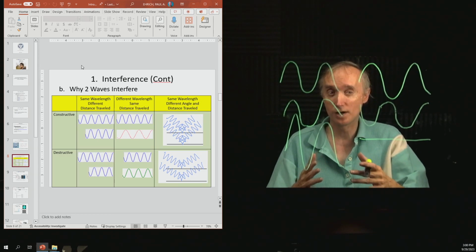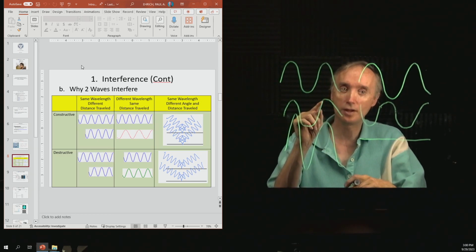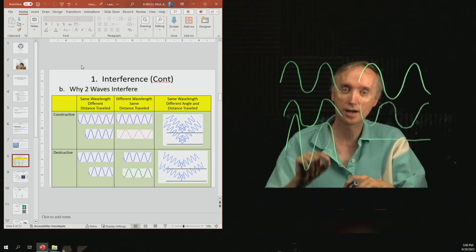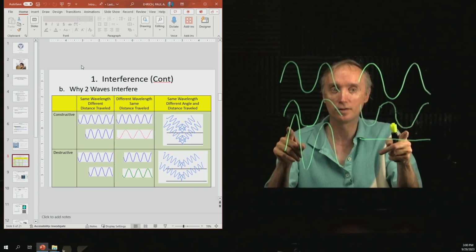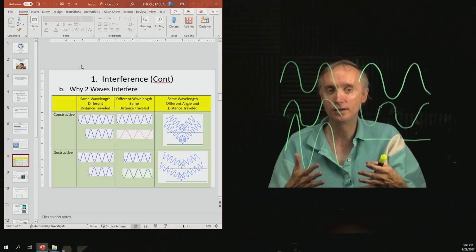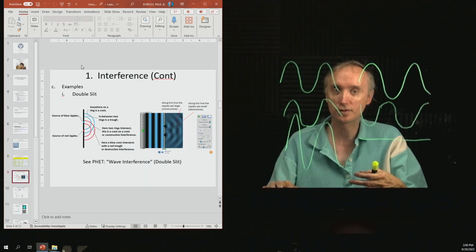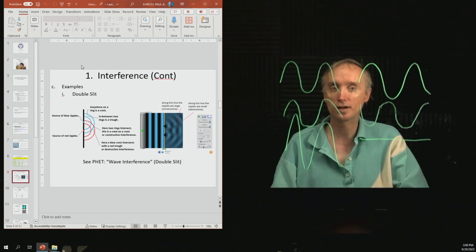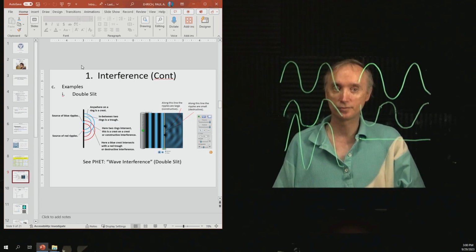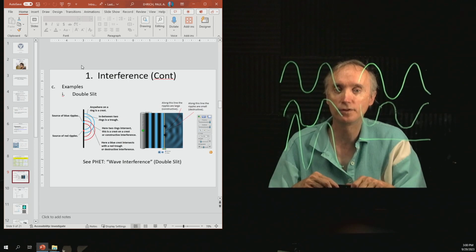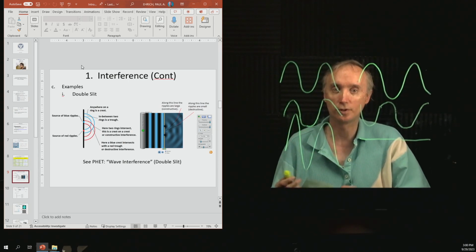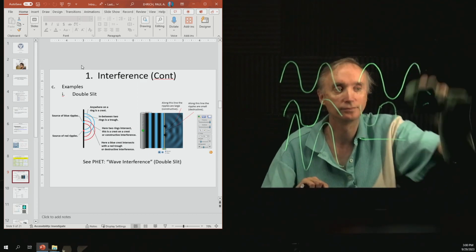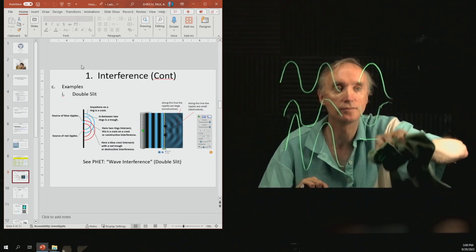So the reason why this is important is we're going to apply this idea of it depending on the distance, depending on the wavelength, depending on the angle, in order to explain different kinds of interference. And so the first kind of interference that I want you to be familiar with is going to be this one.